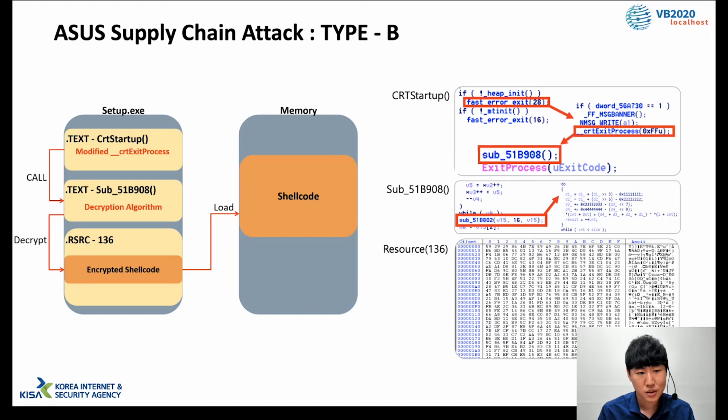On the other hand, Type B runs the shellcode in the modified runtime code. When the modified runtime function is executed, it allocates additional memory space and reads the shellcode in the resource area. And then it decrypts the shellcode and loads it. The algorithm to decrypt the shellcode is the same one used in PlugX malware.